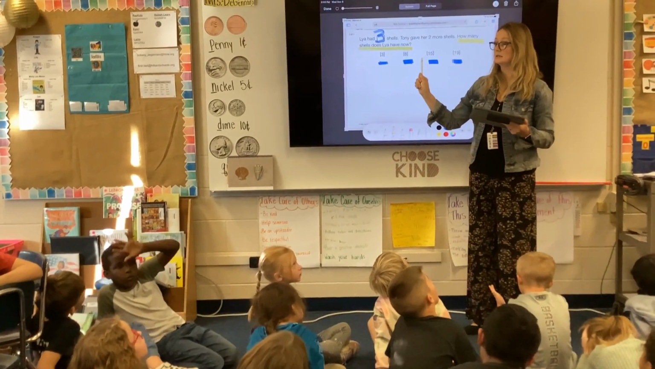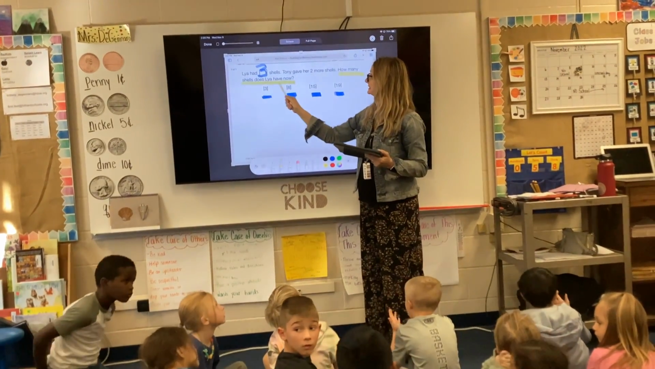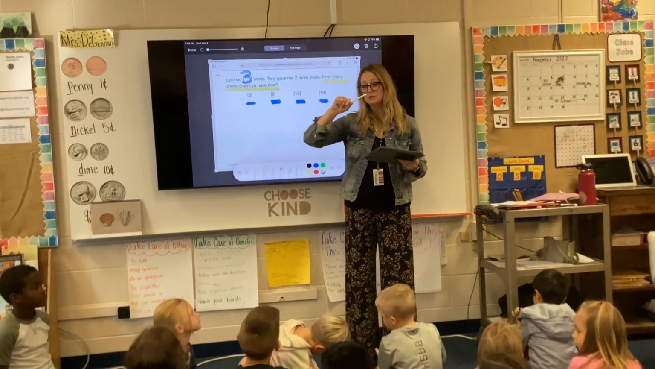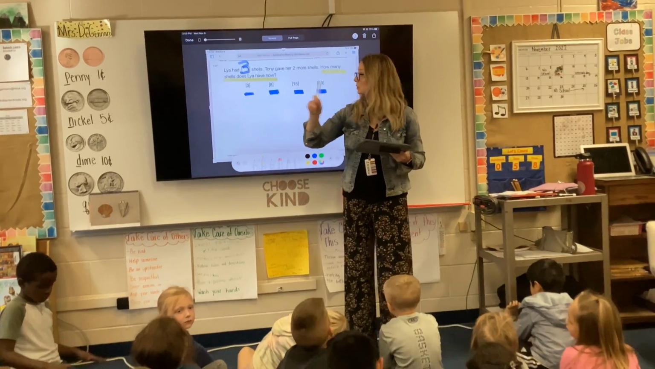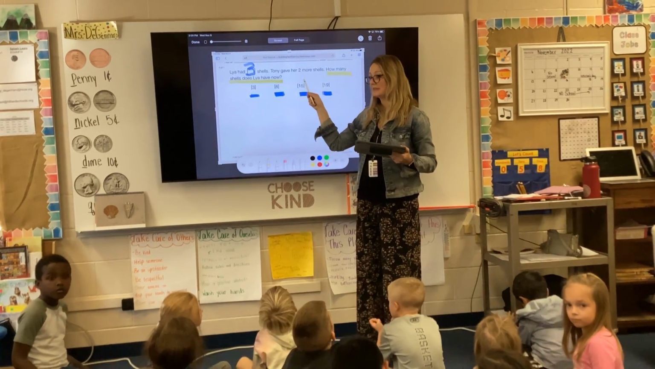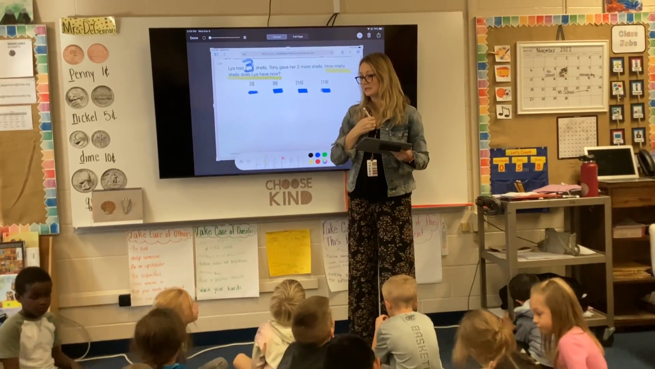Who has? Leah. So we need to know how many shells does Leah have now. That is our math mystery. You're going to head back to your seat. You are going to pick a number, and then you are going to solve that math mystery on your papers, so that we can see how you're thinking about math.